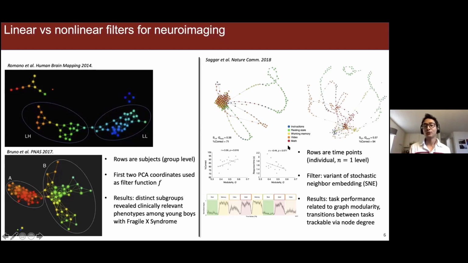At the n=1 level, more recently, mapper was applied to the continuous multitask paradigm from the previous slide. And here, there were no patient populations. These were people, I think, between 25 and 30 years of age.